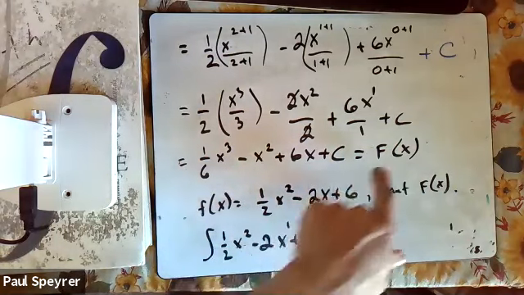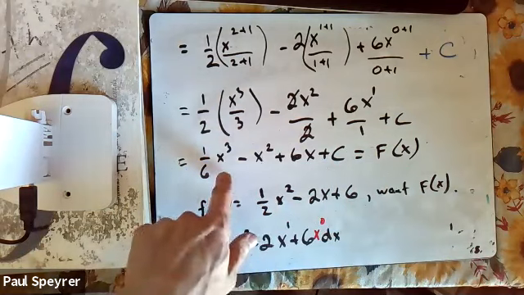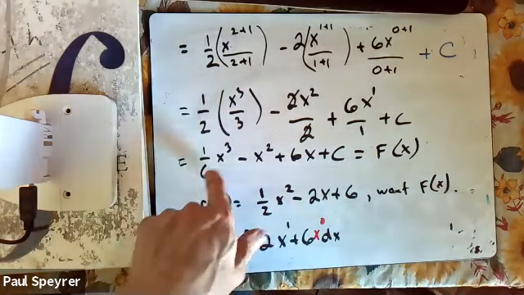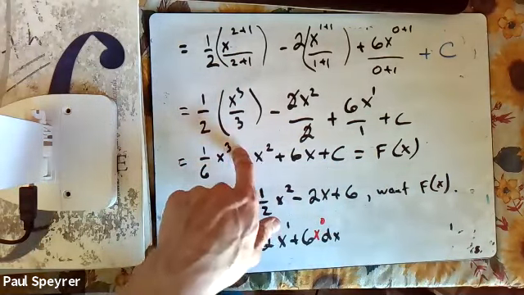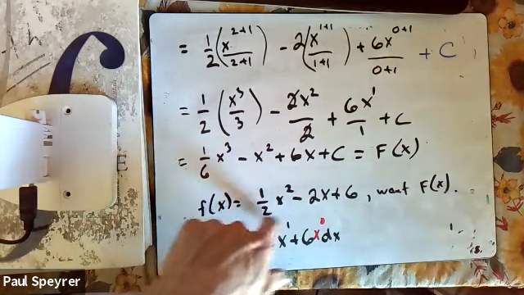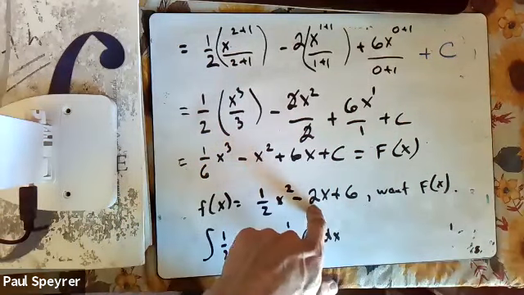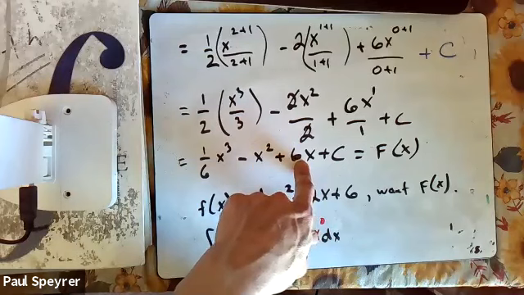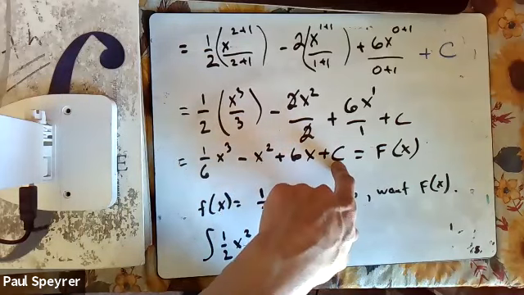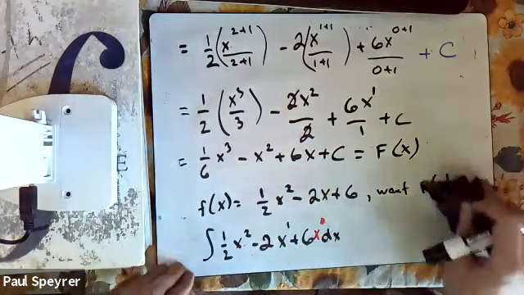How can we check, is this the correct antiderivative, or general antiderivative, of this? Well, remember, if we take the derivative of this function, we should get back to the original. What's the derivative of 1/6 x cubed? Well, that's 3 over 6 x squared. That reduces to 1/2 x squared. What's the derivative of negative x squared? Negative 2x. What's the derivative of 6x? 6. What's the derivative of c? 0. So yes, that is the correct answer right there.